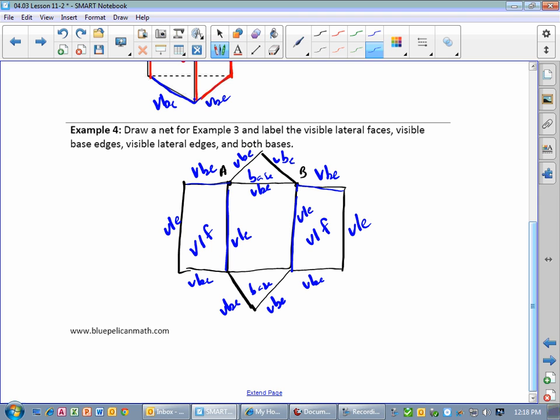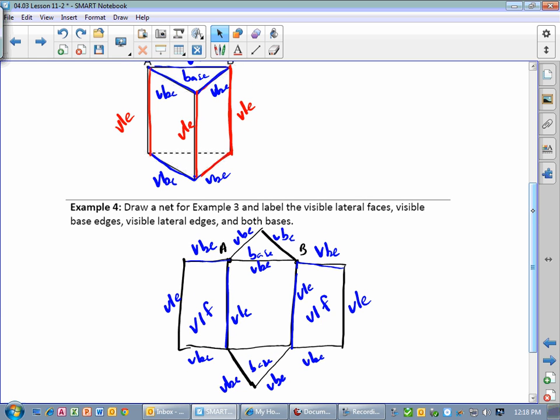So the goal is to be able to translate from the isometric view to the two-dimensional net view and know which parts correspond with each other. Now, my next question is, if we didn't have this drawing at all, could we label all of these parts as visible base edges, visible lateral edges, visible faces, and so on? Yes. Okay. Why? Or think about how. Okay, so we could actually see how it folds up. Would we know what's visible if we didn't have that drawing? Why not?